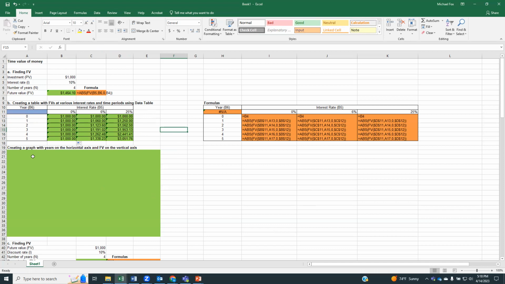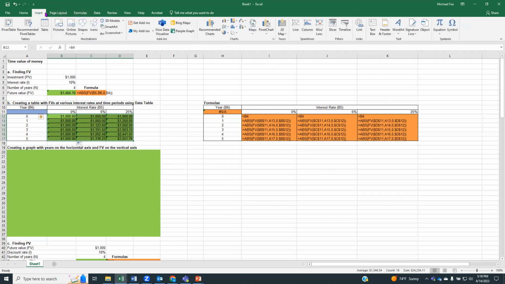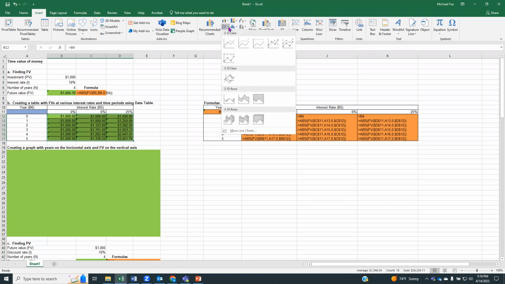So the next thing it wants us to do is create a graph with the years on the horizontal axis. So what we're going to do is highlight just like that. Then we're going to come up to insert, and we can play around with it, but we can look at some of the options we have here.